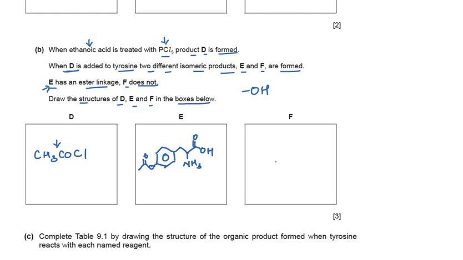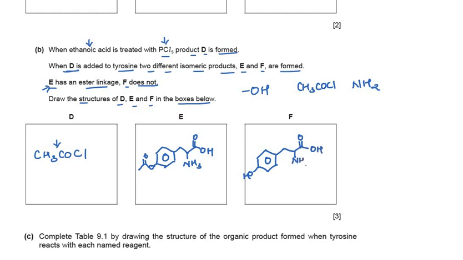Now in F, it shows that the ethanoyl chloride doesn't react with the alcohol group, that is the phenol part, to form the ester linkage, because there is no ester linkage in F. That shows that the ethanoyl chloride CH3COCl has reacted with the amine group of the tyrosine. So the benzene ring with the OH group should remain the same, and then the amine group gets the linkage that reacts with the ethanoyl chloride.